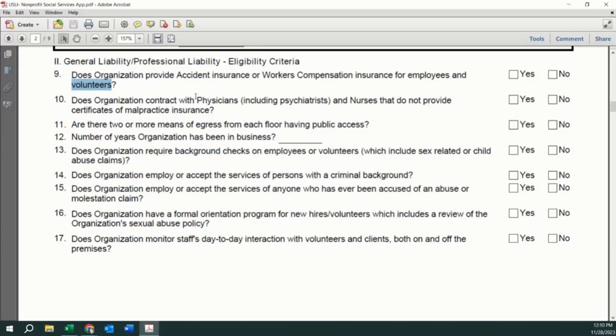Don't go through this really quickly and get yourself declined, because there's not a lot of insurance carriers that are going to want to insure you when you first get started out working with high risk populations. This is new and they know it because you don't have a history of it. They ask you how long you've been doing it right here on number 12. So that's number of years the organization has been in business.